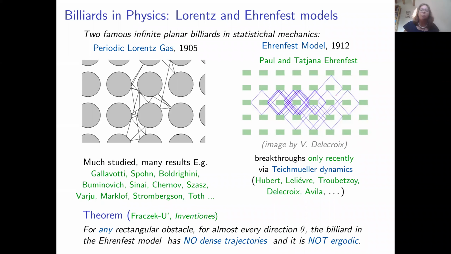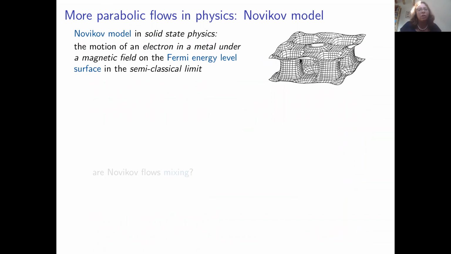So this is an example of fast versus slow chaos for infinite billiards. It is a motivation for the study of billiards, which appear in many mathematical physics setups, but also a motivation for parabolic billiards in the case of the Ehrenfest model. And let me give you a second example of how parabolic flows arise in physics. I will not enter into details, but there is a famous model due to Novikov in solid state physics. It's a model for the motion of an electron in a metal.